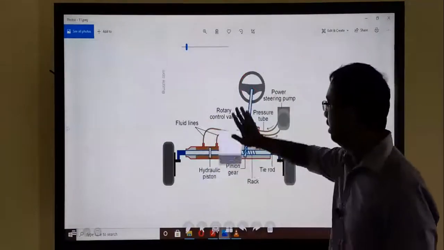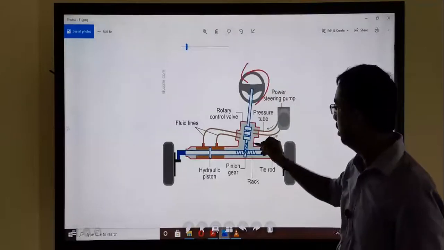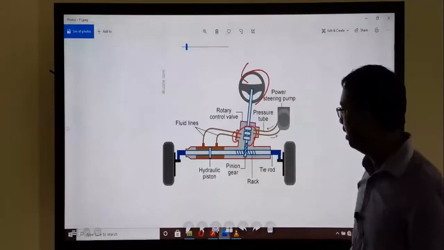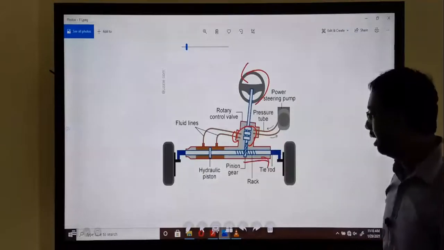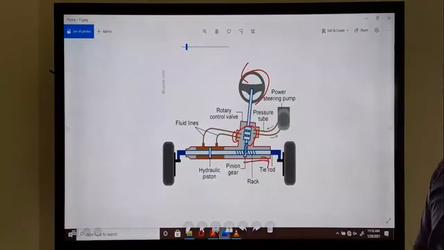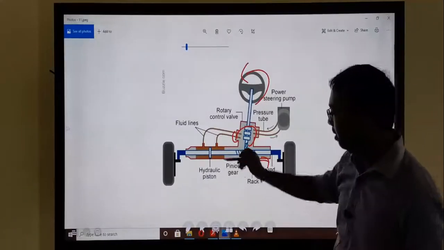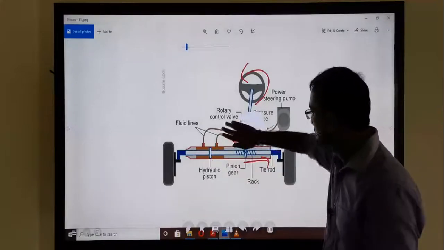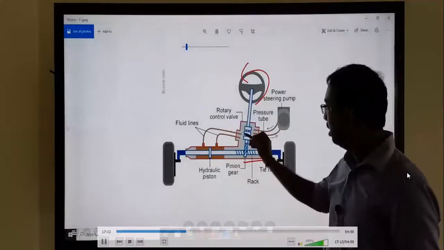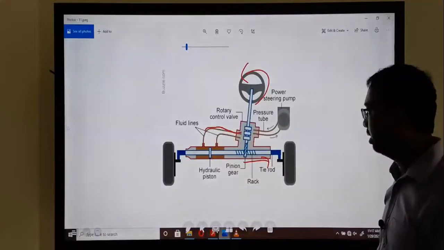When we rotate the steering like this, the pinion is rotated like this, so this rack is going to move in this direction. At that time we have to give a pressure here. This line is opened by the control valve because the ECU sends the signal.